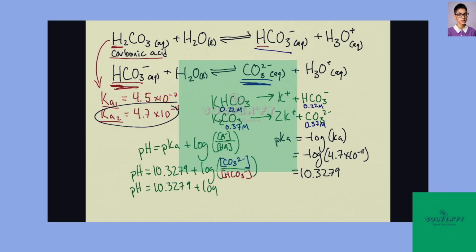So the log of 0.37 over 0.22. This is 10.3279 plus 0.2258, or 10.55 with the correct significant figures.